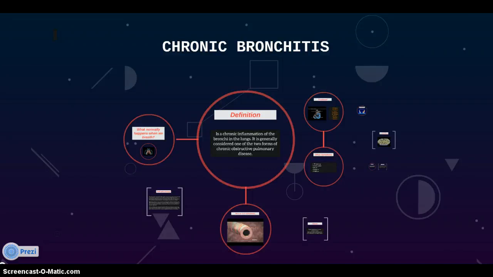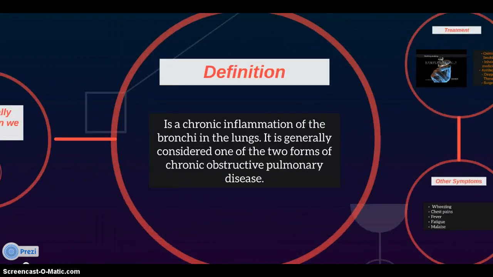Hi, in this video we are going to talk about chronic bronchitis. What is chronic bronchitis? It's a chronic inflammation of the bronchi of the lungs. It is generally considered one of two forms of chronic obstructive pulmonary disease.